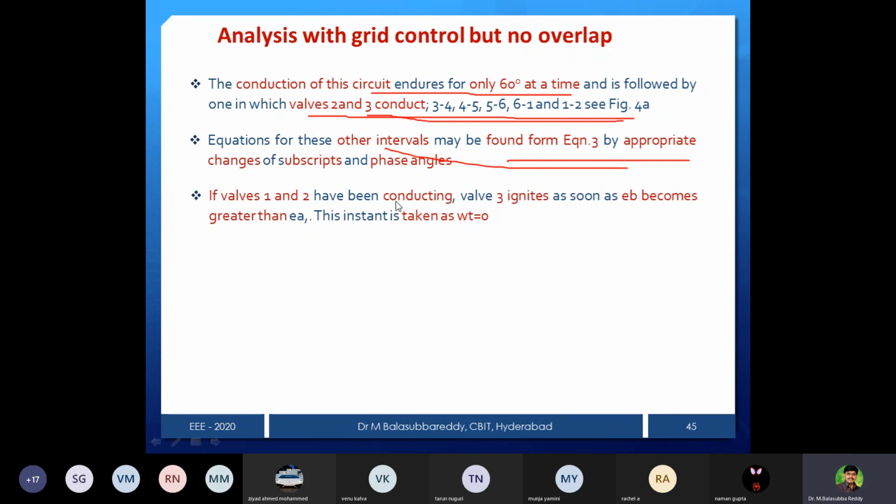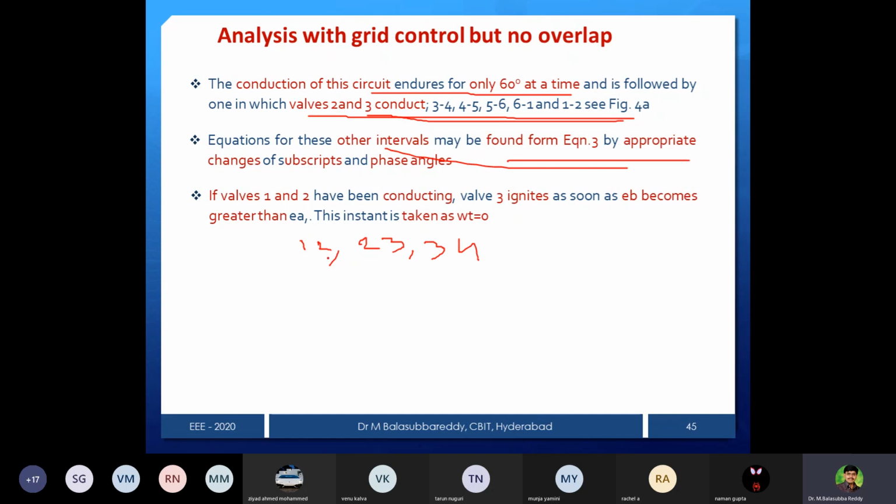If 1 and 2 have been conducting, then after 60 degrees what will happen? Let us consider initially 1, 2 is conducting. This is 60 degrees. After 60 degrees, what will happen? Who will conduct? 2, 3. After another 60 degrees, 3, 4. So this is the sequence.